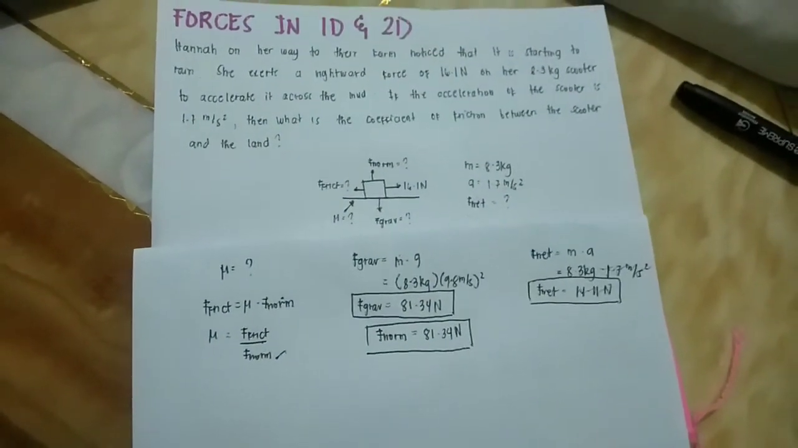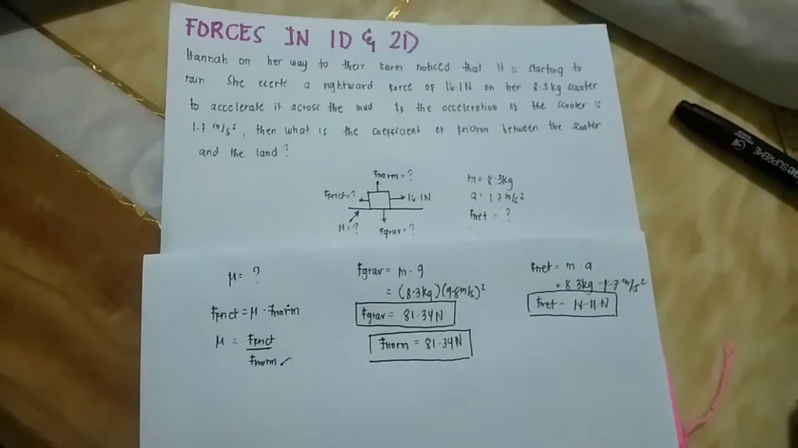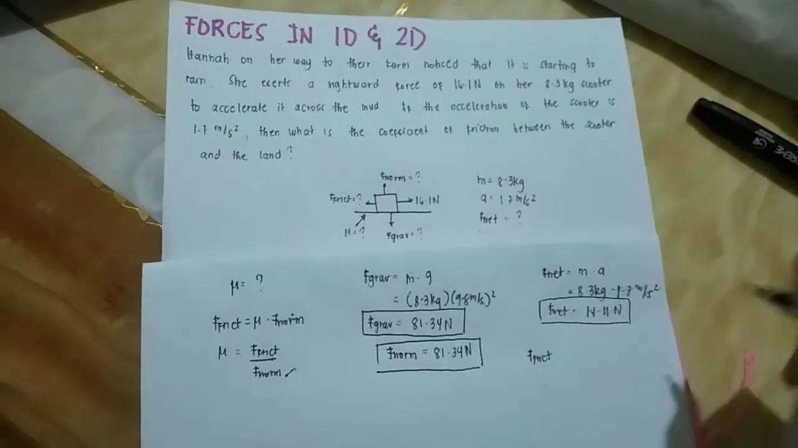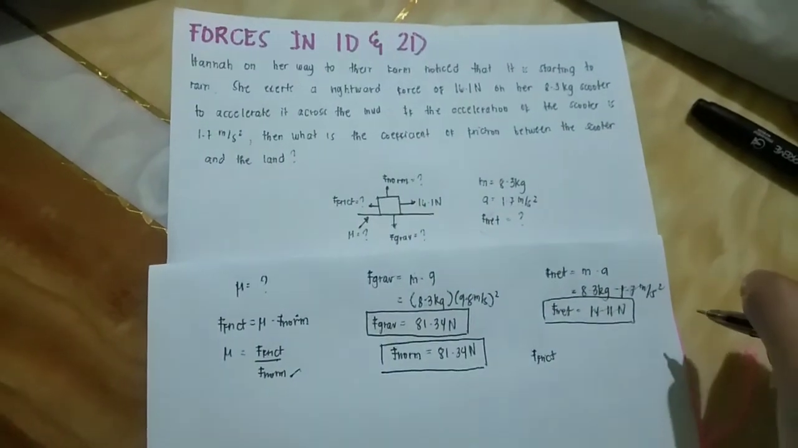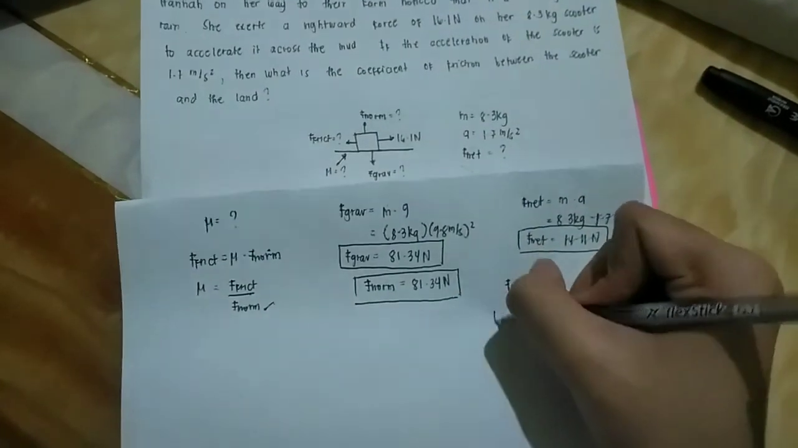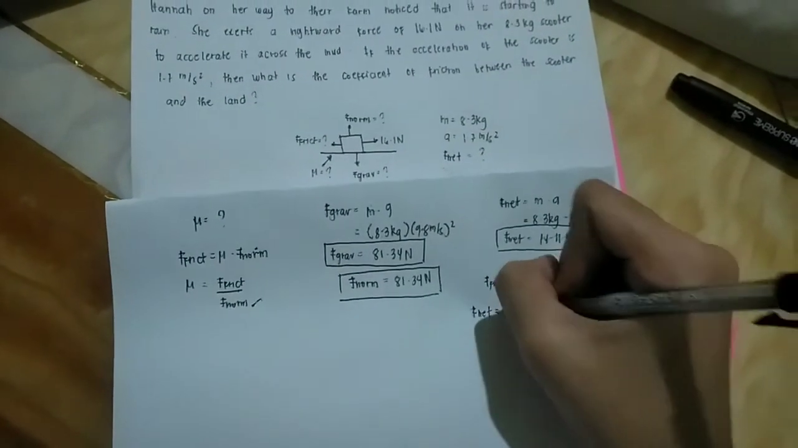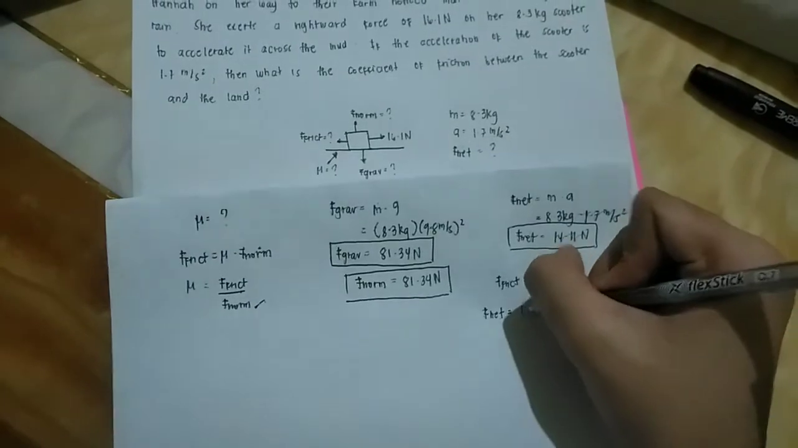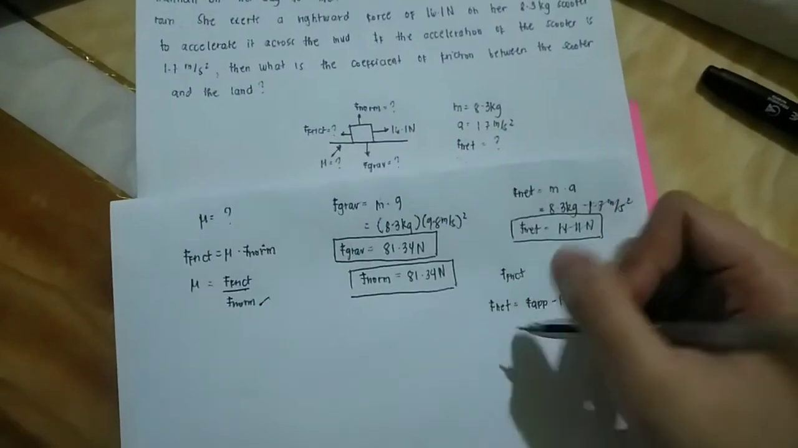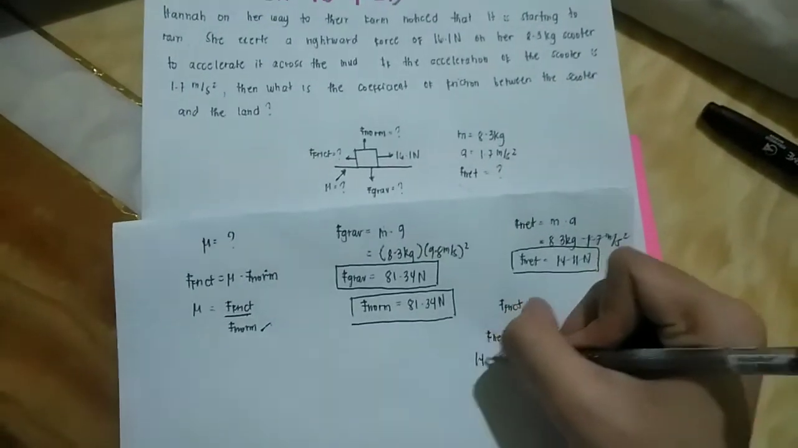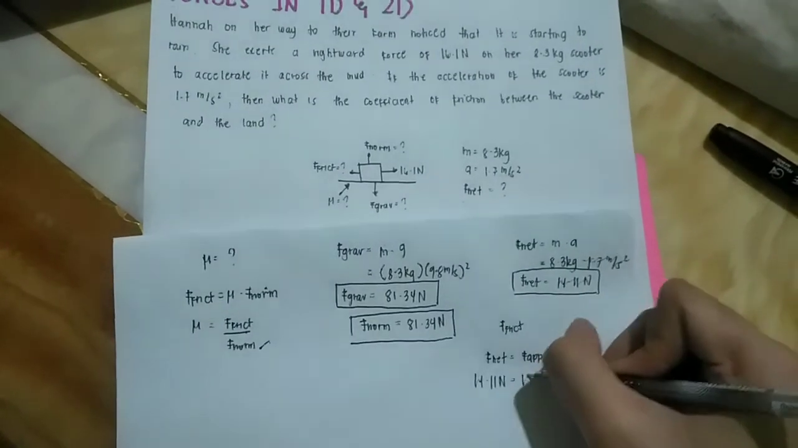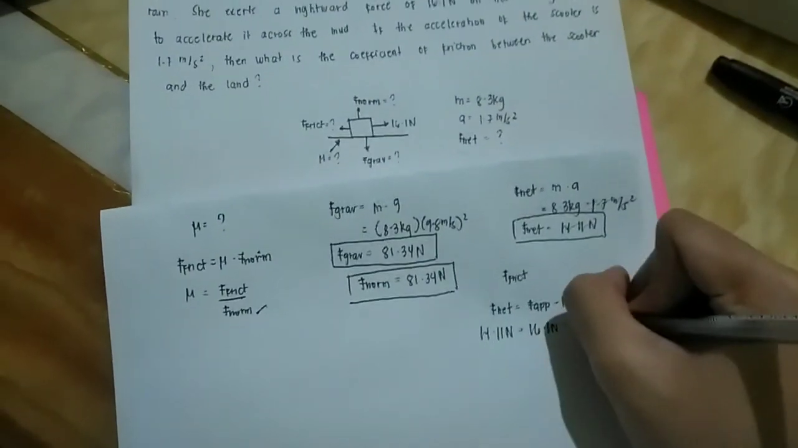We will proceed in getting the value of F brake. F brake is a horizontal force, so it means F app is included in getting the F brake. So we will use F net equals F app minus F brake. Substitute the value of F net, which is 14.11 Newton, equals the value of F app, which is 16.1 Newton, minus the F brake.